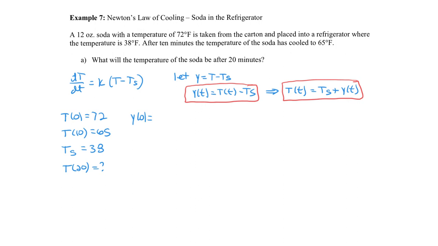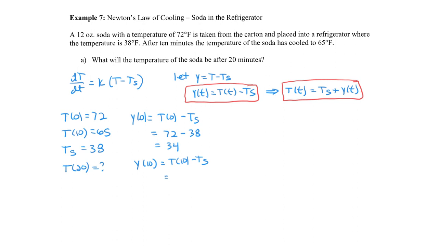And then I also need y of 10. So whatever these two times are for T, I do the same thing for y. Okay, so y of 10 is going to be T of 10 minus T sub s. Again, I'm just using this equation right here, this substitution. We're letting this thing be y.